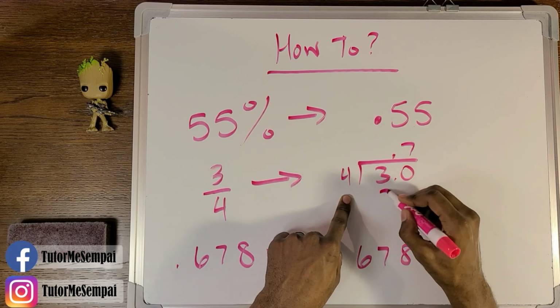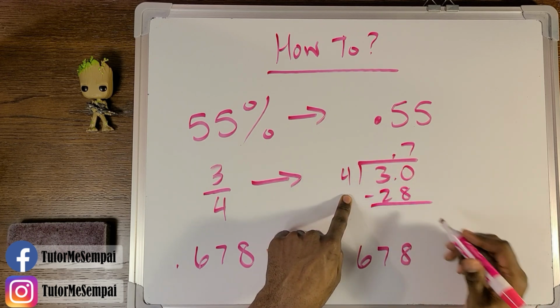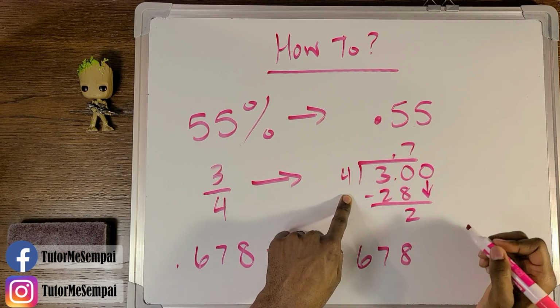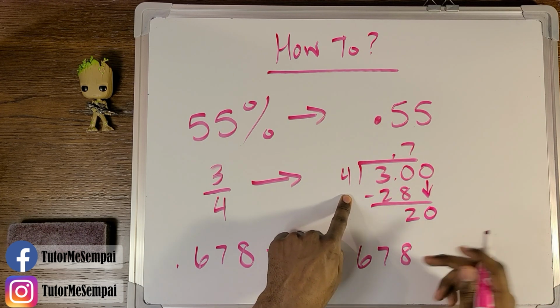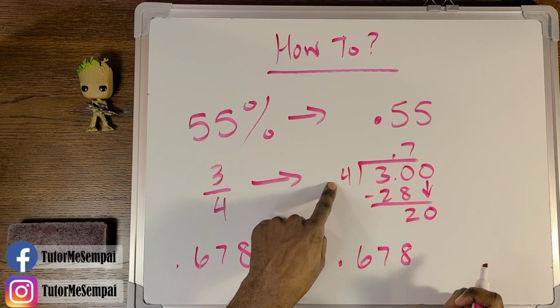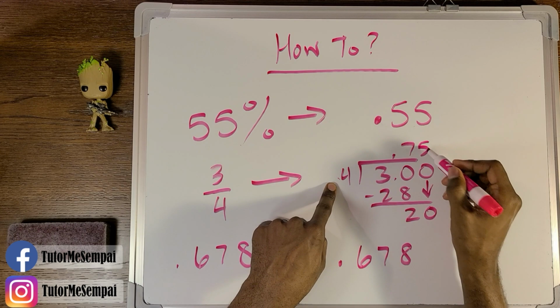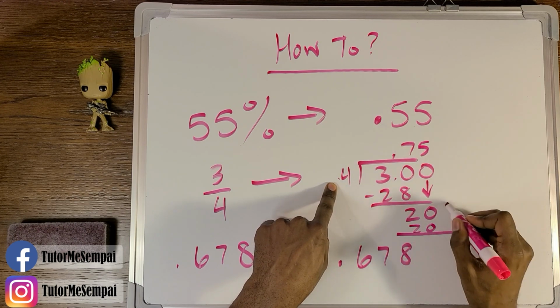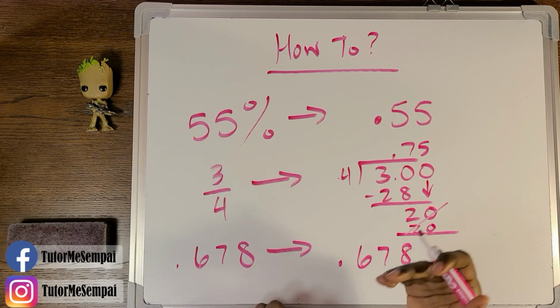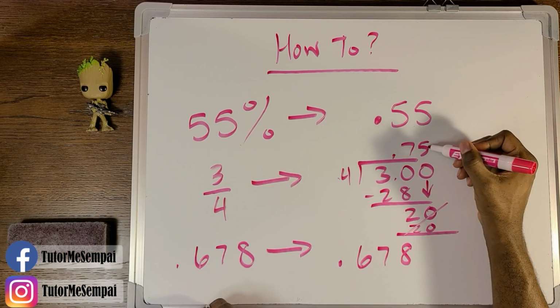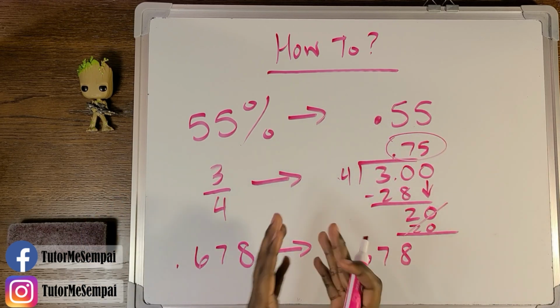And 7 times 4, 28. Subtract, that's going to be a 2. We add another 0 because we're not done yet, and we're going to bring that down. How many times is 4 going to 20? 5 times, right? And then that's going to be 4 times 5, which is 20. And you know that cancels out. So we have our fraction into our decimal form now, right? We have 0.75. That's going to be our decimal form.